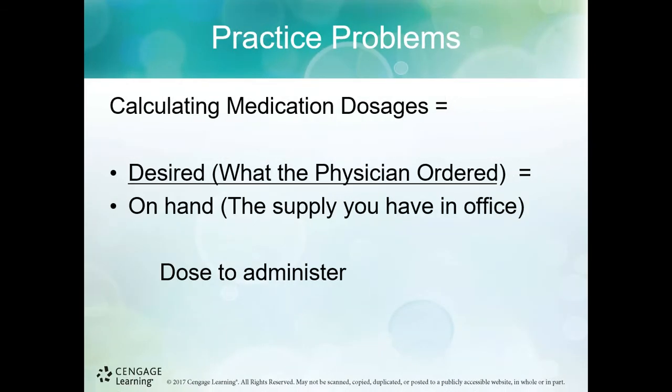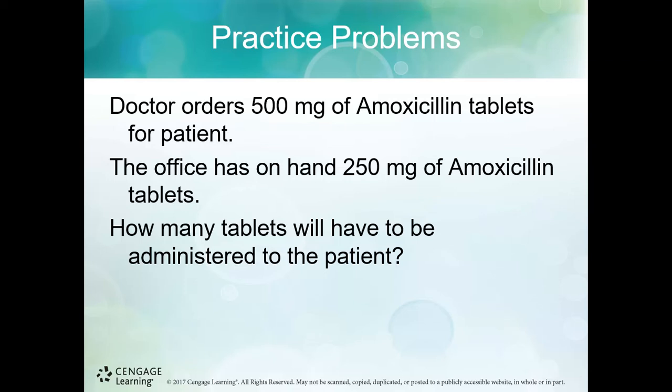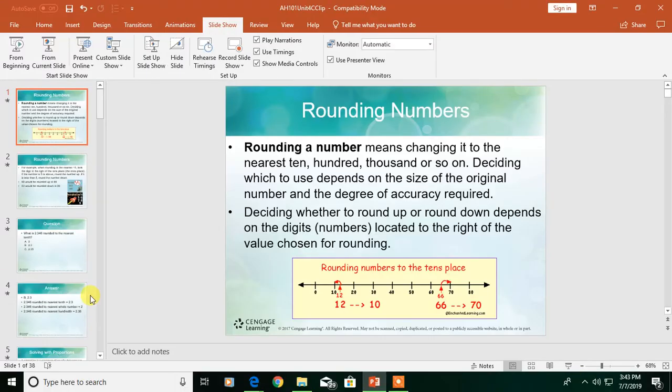So we are only going to do very simple medication dosages, and the simple formula used is what the physician ordered divided by what you have in hand is the dose to administer. So if the doctor orders 500 milligrams, but you have 250 milligram tablets, then you know that you need to perform that function. 500 divided by 250, that would be 2 tablets. Okay, follow up with the response.